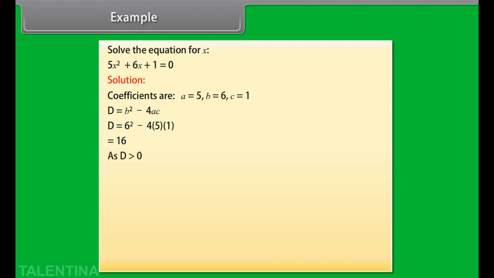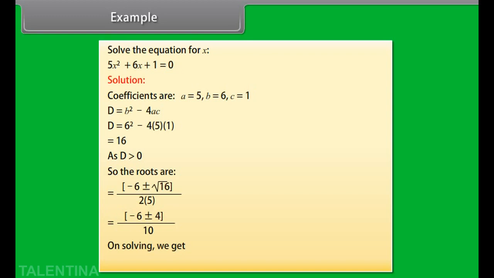as d is greater than 0. So the roots are x is equal to minus 6 plus minus under root 16 by 2 into 5 is equal to minus 6 plus minus 4 by 10. On solving, we get x is equal to minus 1, minus 0.2.